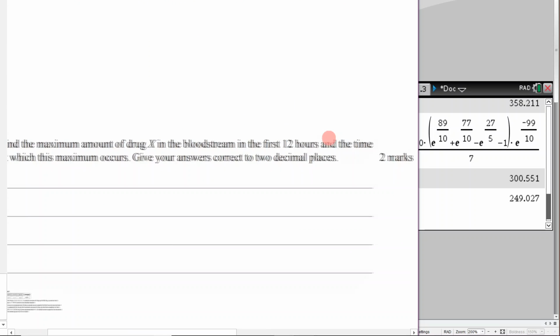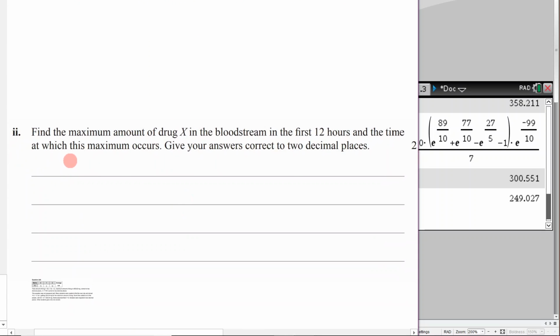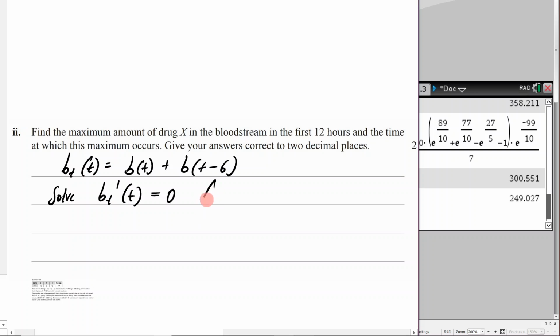What I'm going to do here is say that B total of T is going to be equal to B of T plus B of T minus 6. That's what we know. And now I'm going to solve for when the derivative of the total is equal to 0, for T. That's what I'm going to do.